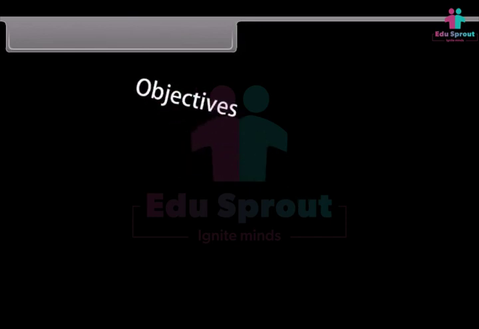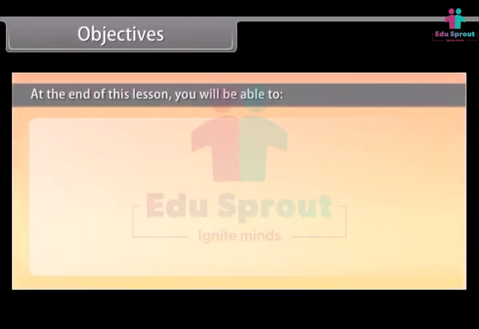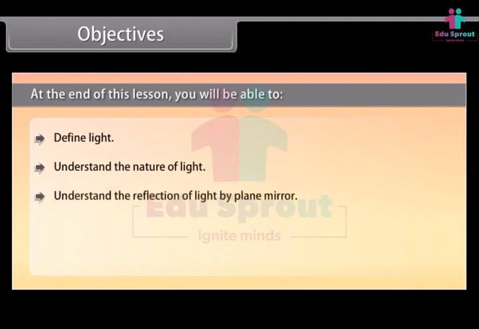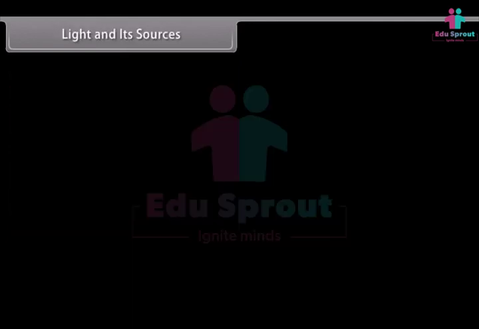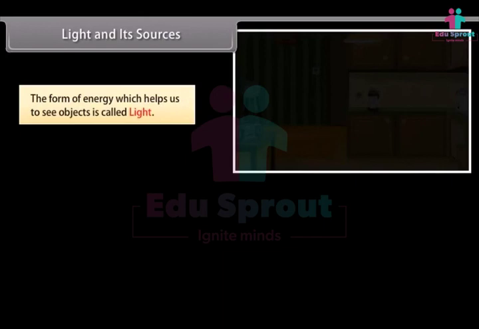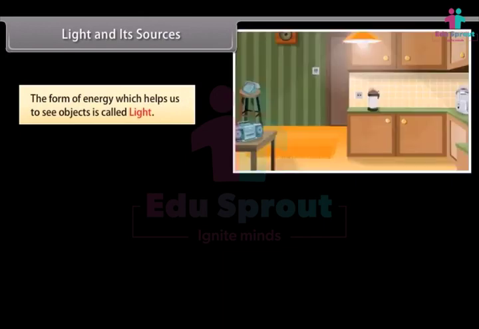Objectives. At the end of this lesson, you'll be able to define light, understand the nature of light, understand the reflection of light by a plane mirror, laws of reflection, differentiate between real and virtual image. Light and its sources. The form of energy which helps us to see objects is called light.